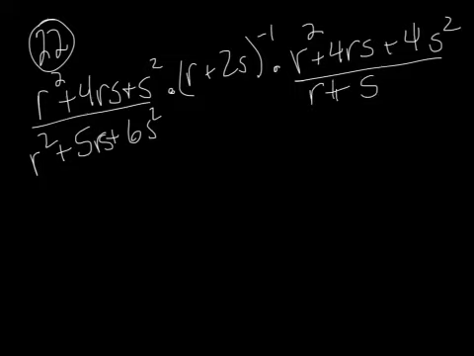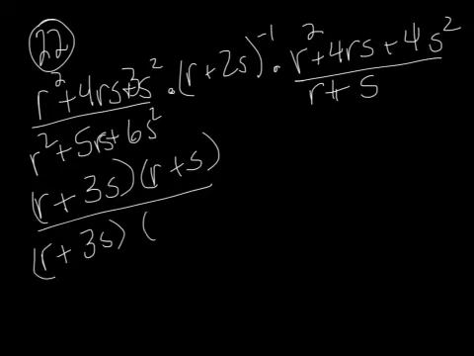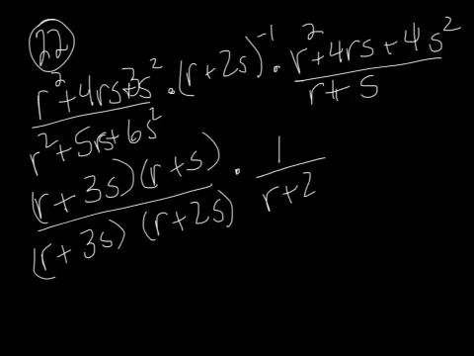Now, the only thing I need to start factoring, so the first one factors into, well, excuse me, I didn't copy the problem down right. There should be a 3 there. So therefore it factors into r plus 3s and r plus s. The bottom factors into r plus 3s, r plus 2s. And if that's on top to the -1 power, if I take it to the bottom, it becomes a positive power. And I'm still factoring.